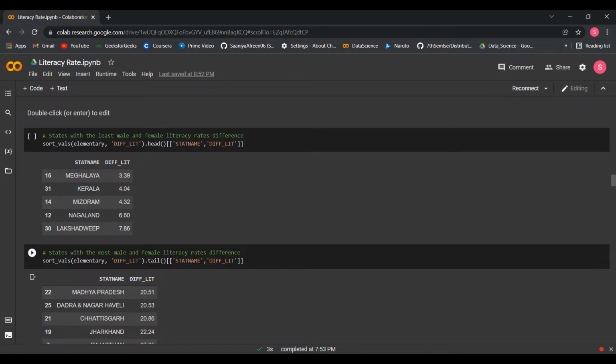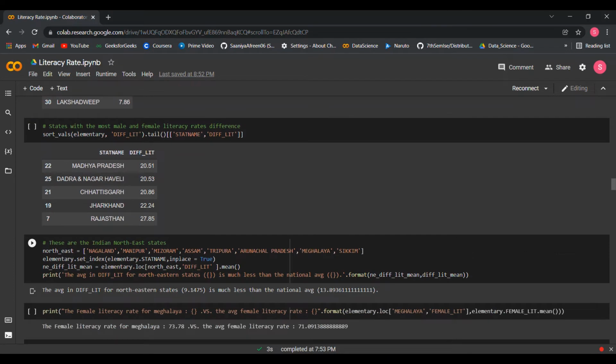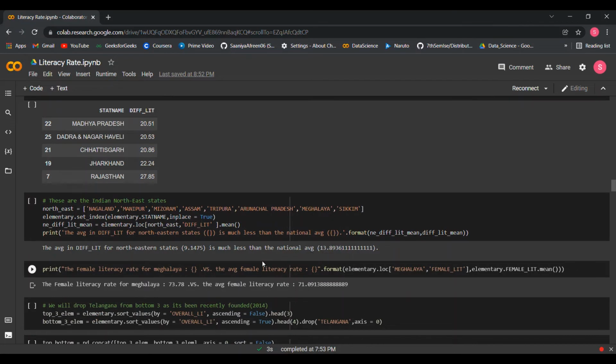Then we have also tried to find out how the northeastern states perform compared to the national average. The northeast states are Nagaland, Manipur, Mizoram, Assam, Tripura, Arunachal Pradesh, Meghalaya, and Sikkim. So the average difference in literacy rate for northeastern states is much less than the national average.